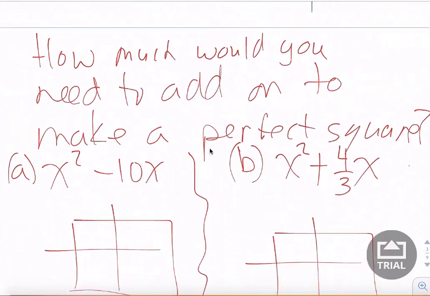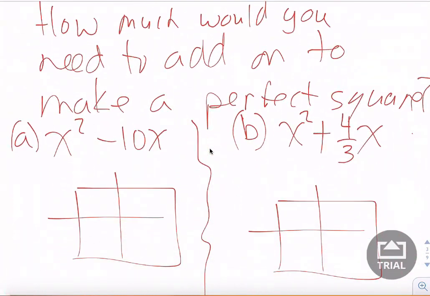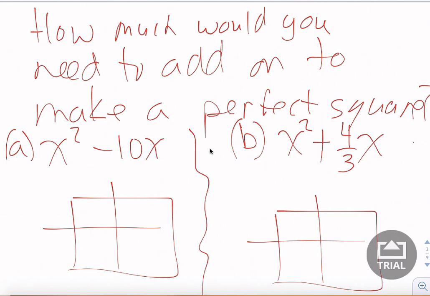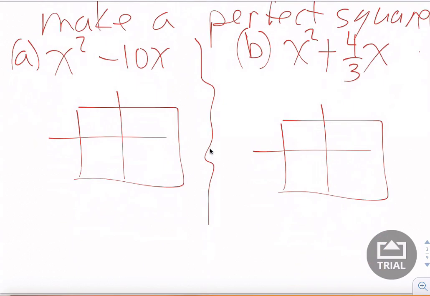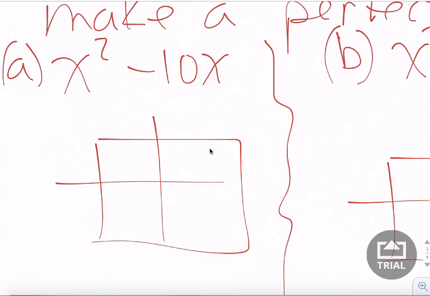So let's now go through the idea of actually completing a square. All of this stuff is stuff to help you understand how to complete the square, prior knowledge, if you will. So let's figure out what we need to do to complete the squares for these.